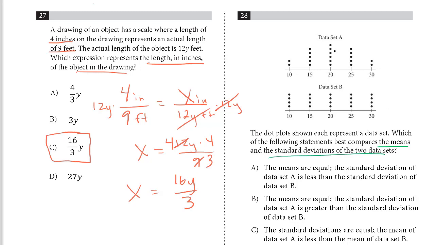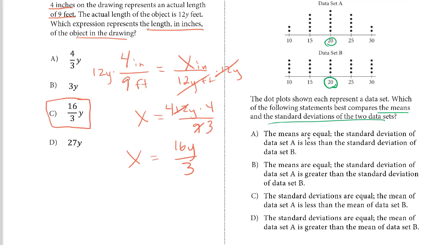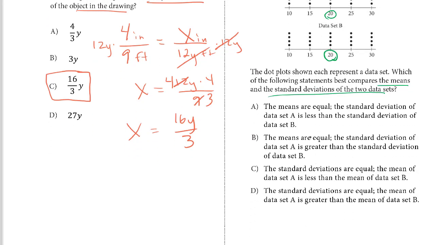Okay, both data sets are symmetrical around the middle value, 20, which means the mean equals the median when that happens. So my mean is going to be the middle value. It's going to be 20 for both data sets. The means are equal. So let's quick look through the answers. The means are equal. That could be A. The means are equal. That could be B. The mean of data set A is less. That's not right. C. The mean of the data set A is greater. That's not right. The means will be equal.